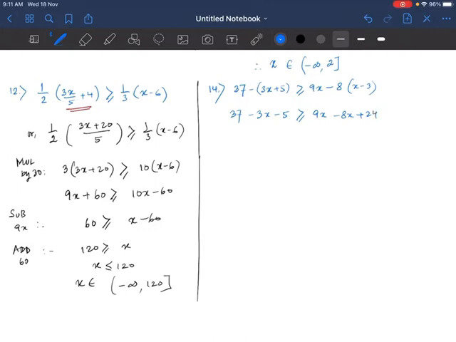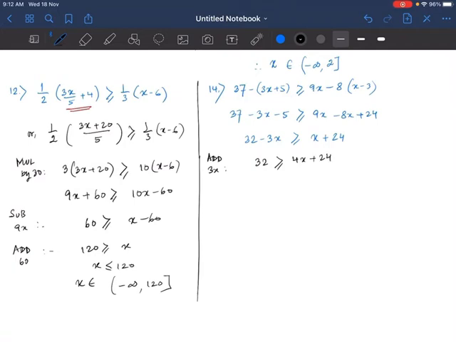So let us simplify this one further. 37 minus 5 gives you 32 minus 3x, and on this side we have x plus 24. So obviously you see on the right hand side the x coefficient is more than the left hand side. So I will try to remove the x part on the left hand side. Now how to do it? It's minus 3x. So how to remove minus 3x? I will add 3x. If I add 3x, we have 32 in here, and that is greater than or equal to, if I add 3x with x, I get 4x plus 24. So this is what we have.